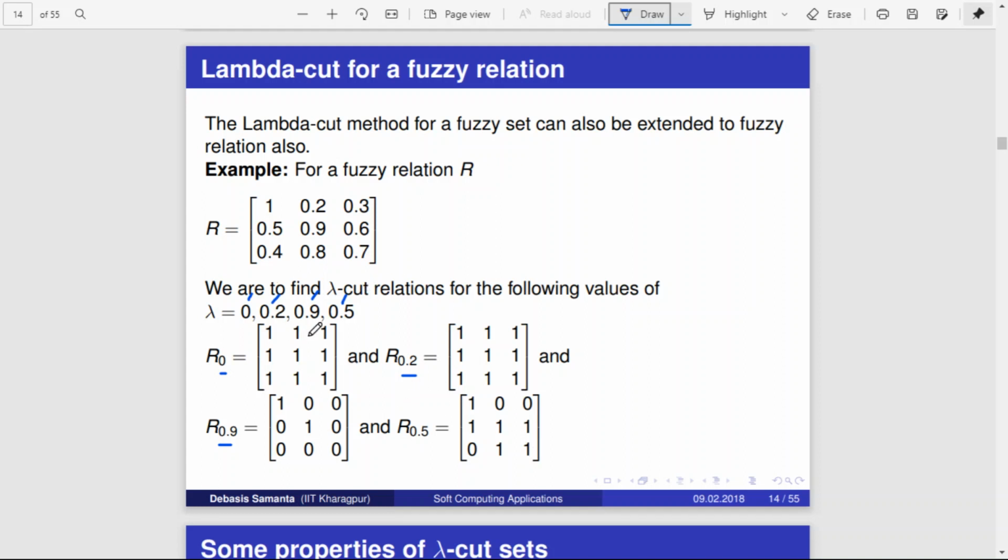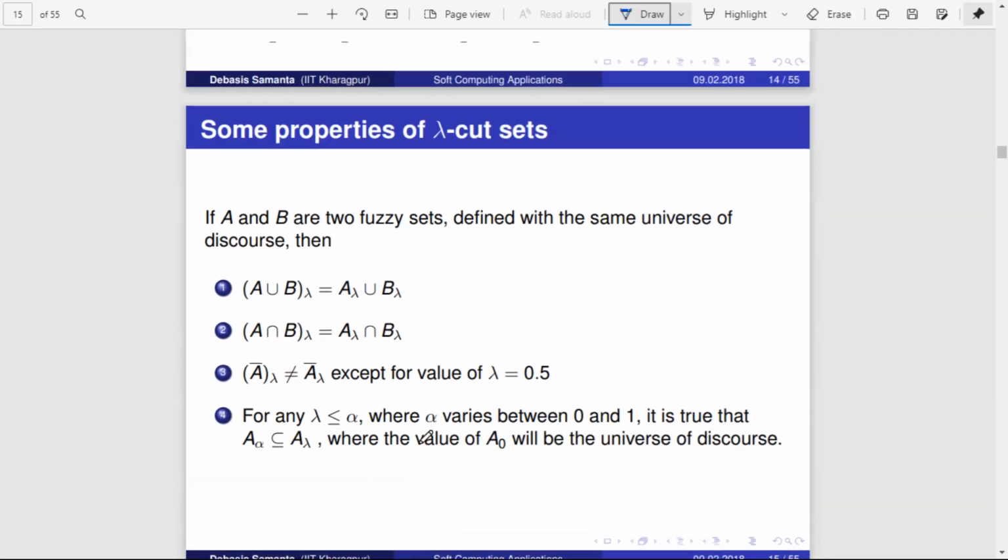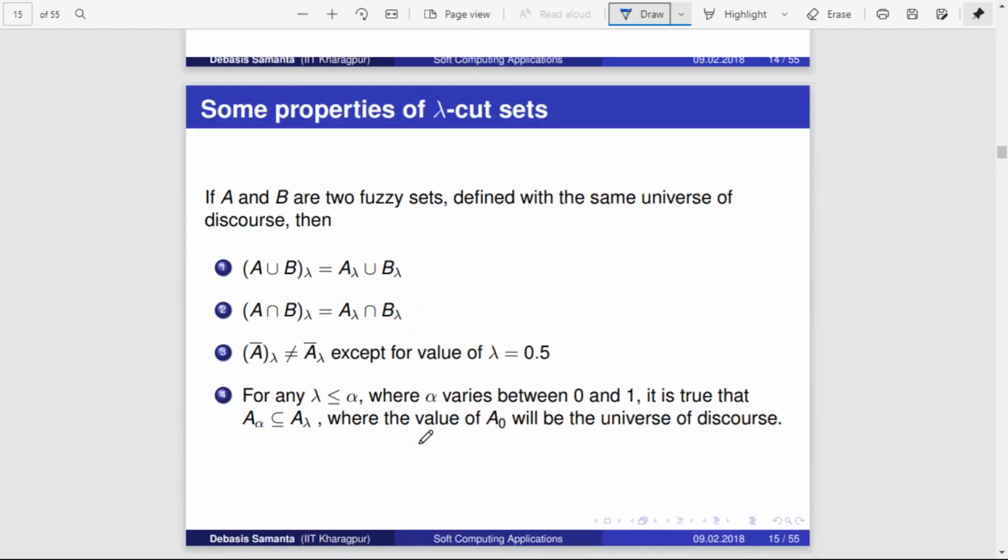Okay. So here you can see you have converted this fuzzy value to a crisp value. So this is R0, this is the crisp relation for R0, for R0.2 this is the crisp relation, for R0.9 this is the crisp relation, for R0.5 this is the crisp relation. Okay. So this is how the concept of lambda cut works, and here we have some properties for lambda cut.